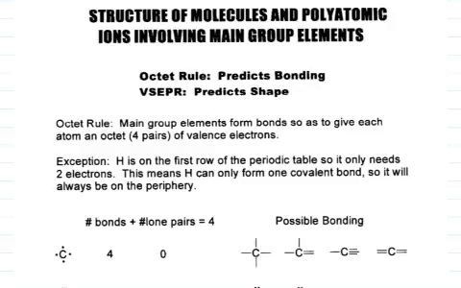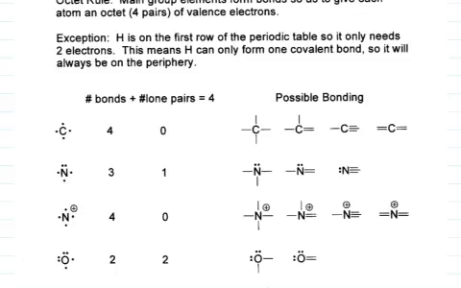The octet rule is that main group elements form bonds so as to give each atom an octet, 4 pairs of valence electrons. Exceptions: hydrogen is on the first row of the periodic table, so it only needs 2 electrons. This means hydrogen can only form 1 covalent bond, so it will always be on the periphery, the end. So let's take a look at carbon, for example.